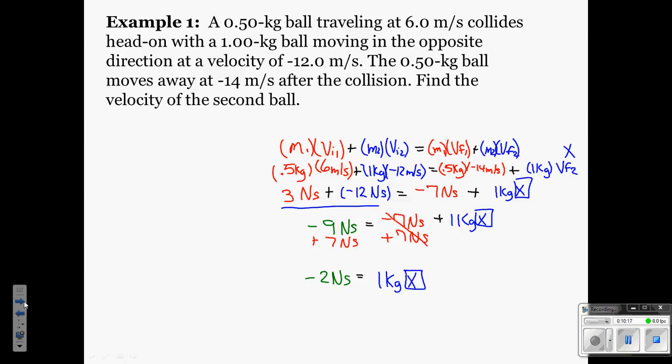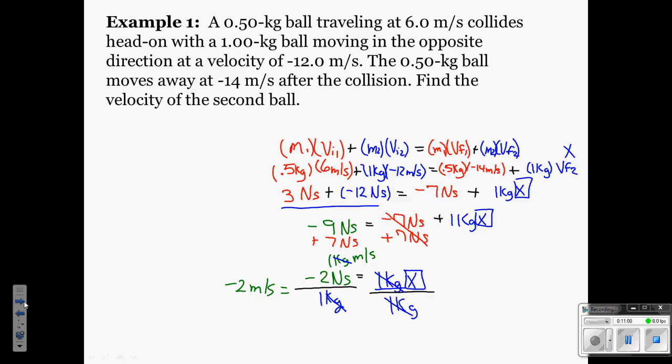Now, I've got to get rid of this. And I'm going to show you the work because remember, NS is also kilograms times meters per second. Well, Ms. Klein, why do we have to do that? That's just extra work. Well, no, it's not. It's to ensure that you get the right unit because the kilograms cancel out. Yes, negative 2 over 1 is still negative 2, but we want to make sure that we get the right unit. So the answer is negative 2 meters per second. Okay, so that's how you do this.